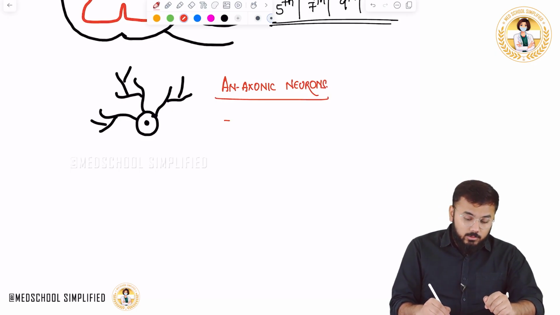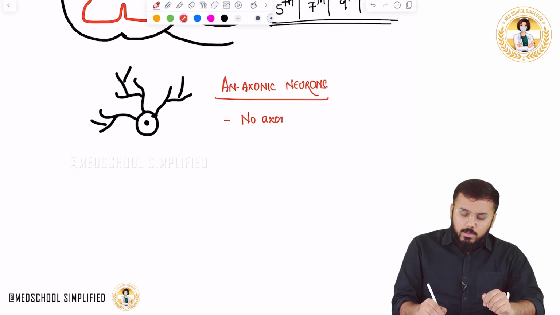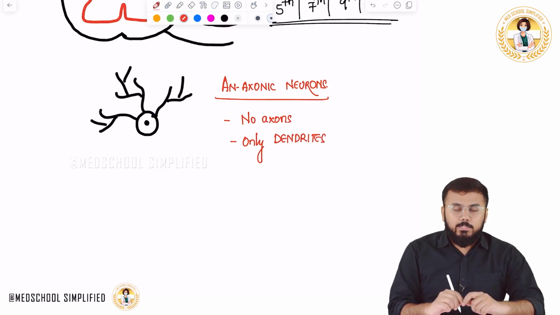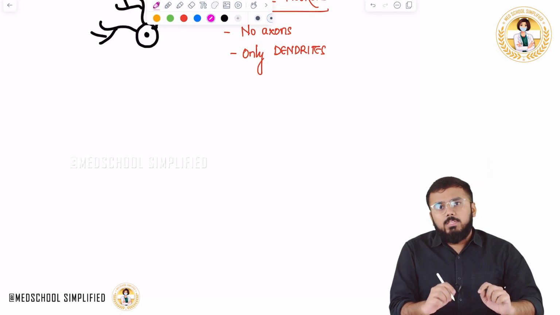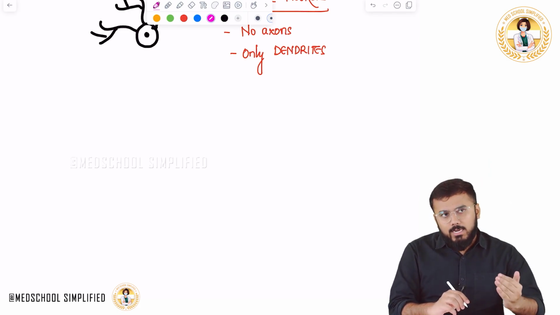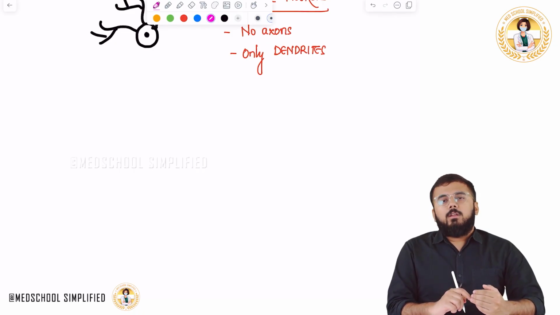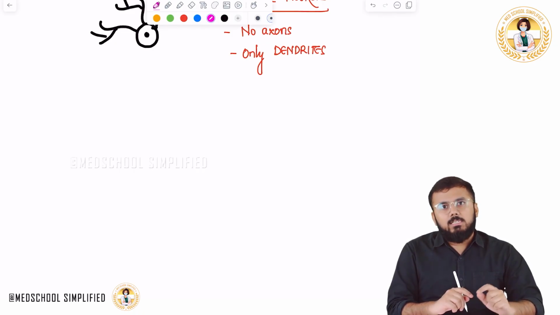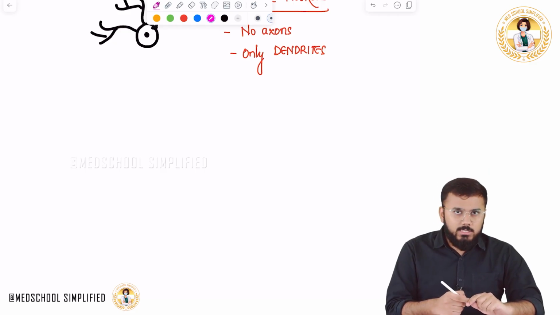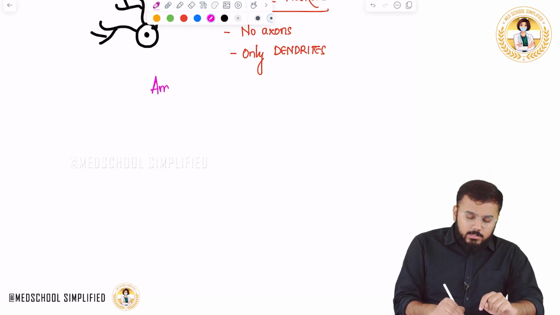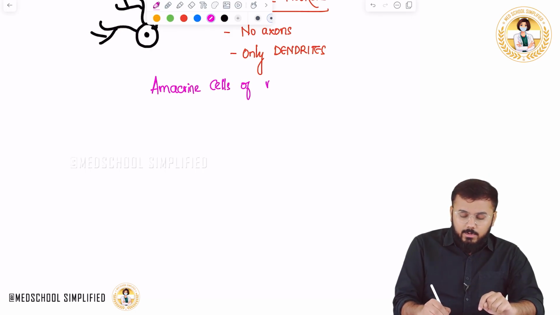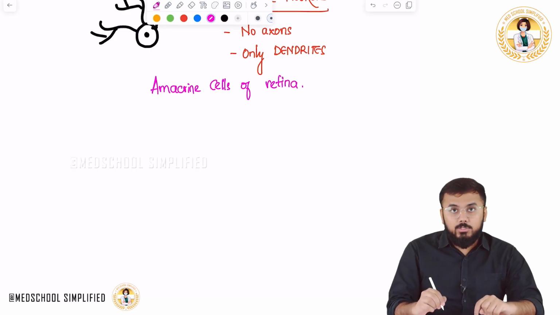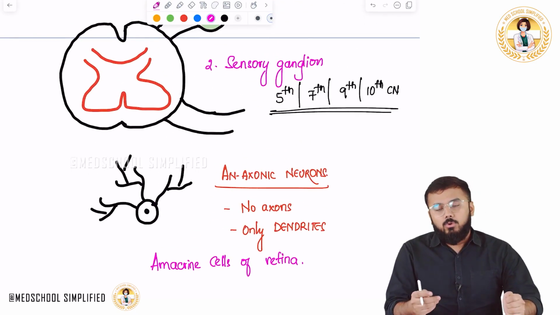So anaxonic neurons have no axons. But what do they have instead? They have only dendrites. Where are these cells present? Within the retina, you have some specialized cells. If you look at the layers of the retina, in one layer you have special cells called amacrine cells. In ophthalmology, you will study this. So these amacrine cells of the retina are anaxonic neurons.